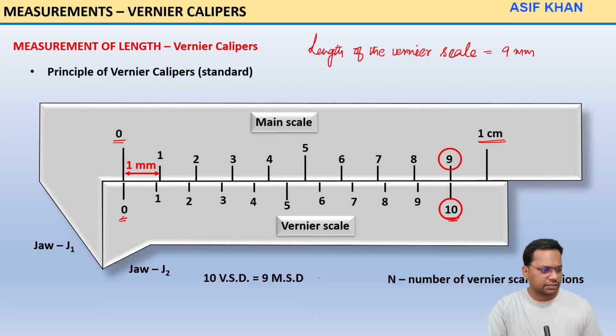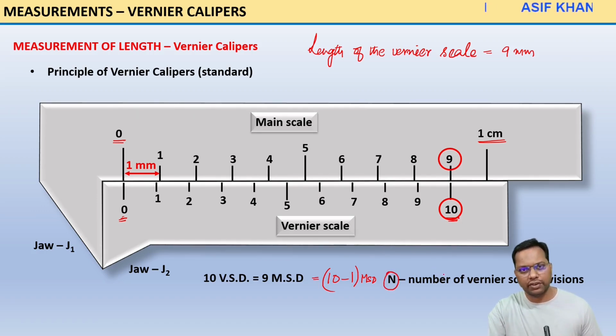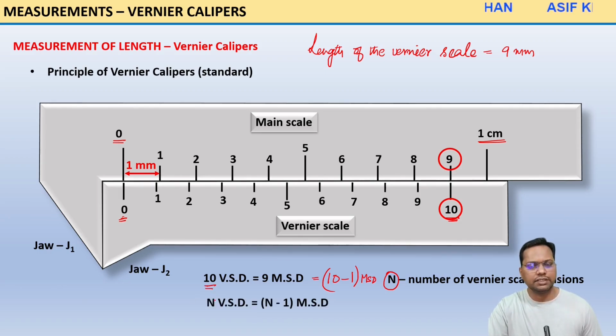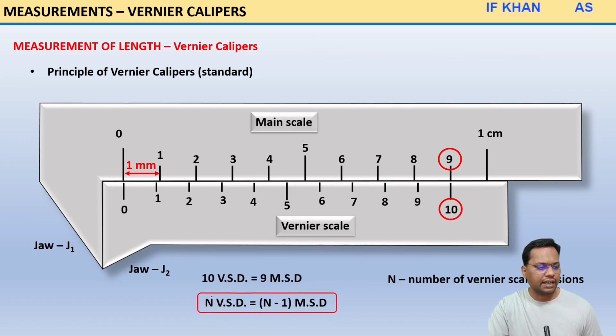Therefore, these 9 main scale divisions can be written as 10 minus 1 main scale divisions. So if you take capital N as the number of Vernier scale divisions, instead of 10, if you write N Vernier scale divisions, that will be equal to N minus 1 main scale divisions, because 10 Vernier scale divisions is equal to 9 main scale divisions. So in general terms, we can write N Vernier scale divisions is equal to N minus 1 main scale divisions. And this is the principle of the Vernier calipers.